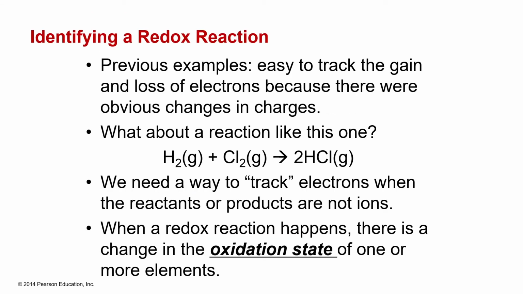In these examples, it's easy to track the gain and loss of electrons because there were obvious changes in the charges of the reactants. But what about a reaction like this one? Hydrogen gas and chlorine gas reacting to form hydrogen chloride. I can tell you that that is a redox reaction, but there are no charges involved, so how can you tell? So we need a way to track electrons when the reactants or products are not ions. And the way we do it is that when a redox reaction happens, there is a change in the oxidation state of one or more elements.